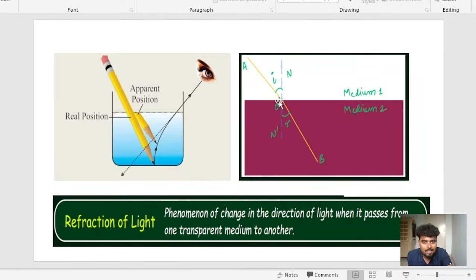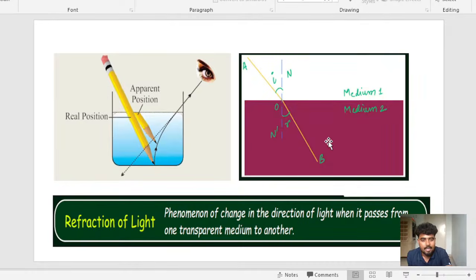This is a rarer medium and this will be the denser medium. When a ray of light travels from one medium to another medium, bending of light will take place. When a ray of light travels from rarer to denser, it bends towards the normal. This point is called the normal. It is bending towards the normal.